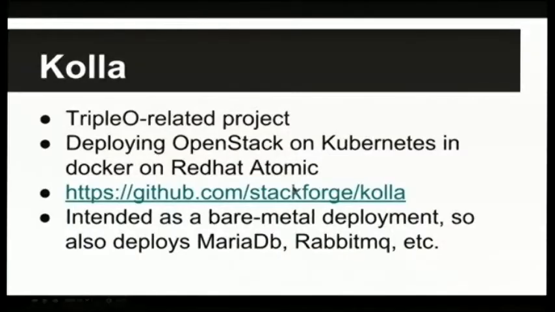So Collar. Collar is a part of the TripleO project, and it's a bit of an experiment, a proof of concept, where they are deploying OpenStack using Kubernetes in Docker containers, in their case on Red Hat Atomic operating system underneath. It's on StackForge, and their intention is to use it as a bare metal deployment option.